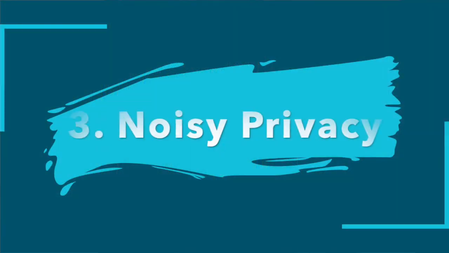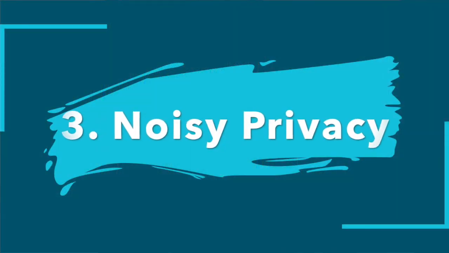Next, you want to create some additional privacy. I think of it as noisy privacy. You can use a white noise machine. You can download a white noise app onto your phone in order to create that noise. You want to put this outside the door so those that are outside cannot hear what's happening inside the room.